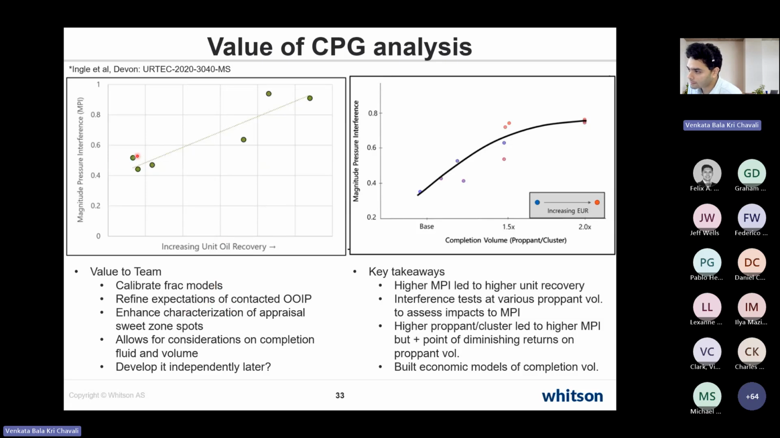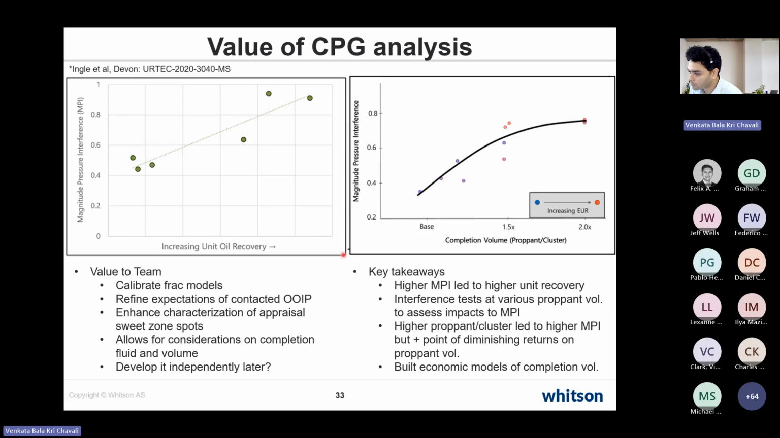And once you start stacking those together and comparing those values against increasing unit oil recovery, you might notice that you may be right here on the left side, where you might be aiming for a low interference, which also might be yielding a low unit recovery, leading to more wells per section. Or you might be high up on the right side, where you might have a higher magnitude of pressure interference, but at the same time, on those wells, your unit oil recovery is higher.